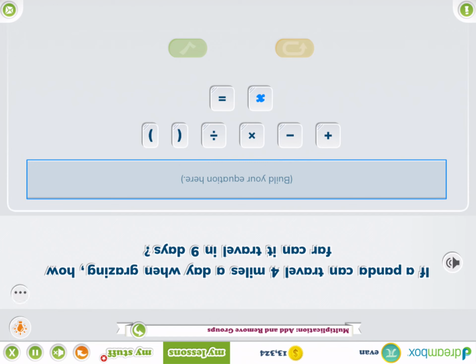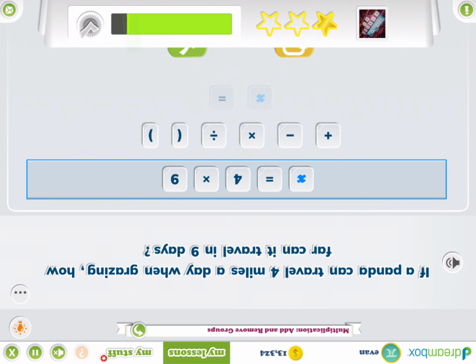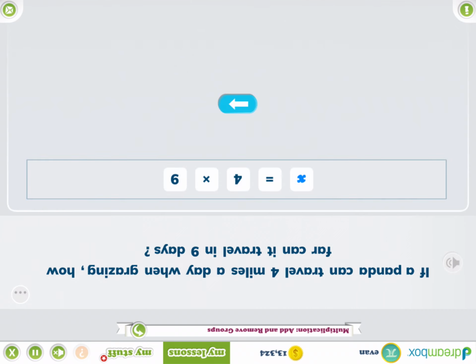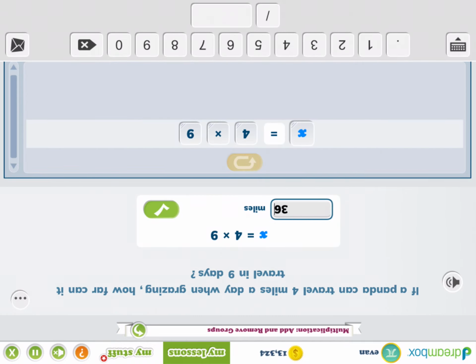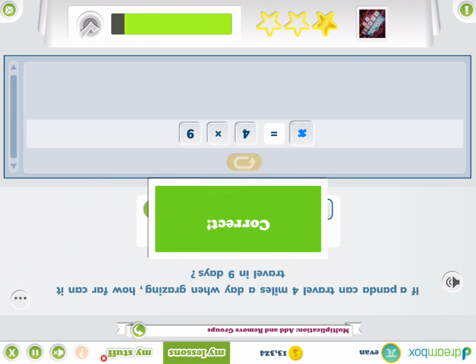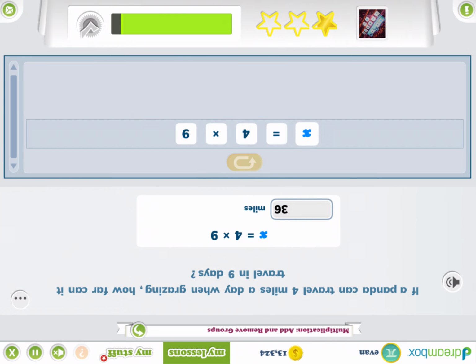If a panda can travel 4 miles a day when grazing, how far can it travel in 9 days? Good job. The panda traveled a total of 36 miles in 9 days.